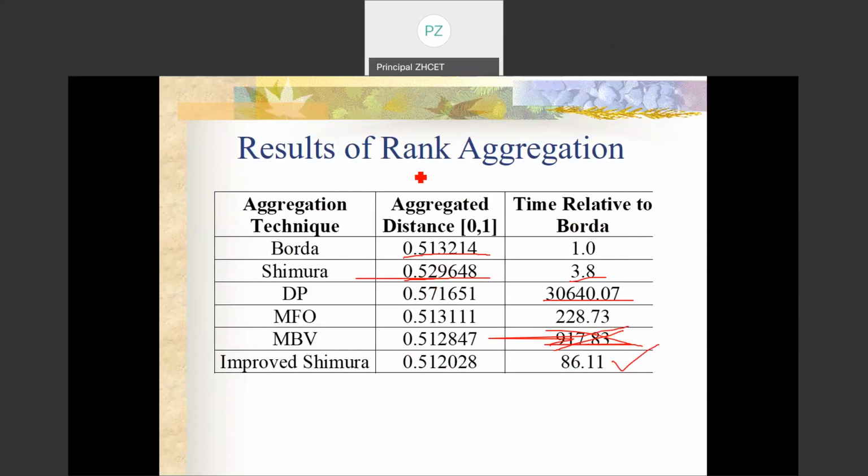So this is about the soft techniques for rank aggregation, starting from Borda's method to Shimura technique to Dubois and Prade, membership function ordering, mean by variance, and improved Shimura. In the next one, we will see the genetic algorithm based rank aggregation technique. That will give us not only a lesson on how to do and why to do genetic algorithm, but also what advantages and improvements it brings. So we will stop here and we will see genetic algorithm based rank aggregation in the next one. Thank you very much.